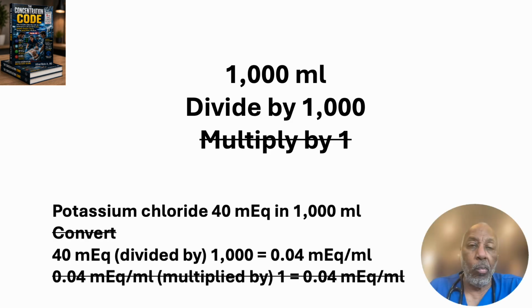Now, potassium chloride, 40 milliequivalents in 1,000 milliliters. Divide 40 by 1,000. The concentration is 0.04 milliequivalents per milliliter. Running at 100 milliliters per hour delivers 4 milliequivalents per hour, which is within the standard rate for peripheral potassium replacement. The 1,000 milliliter shortcut is so simple that once you recognize it, you'll use it almost without thinking.